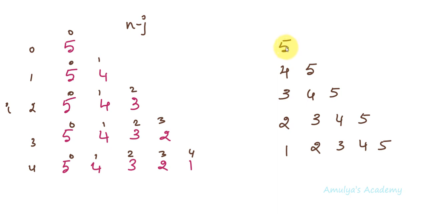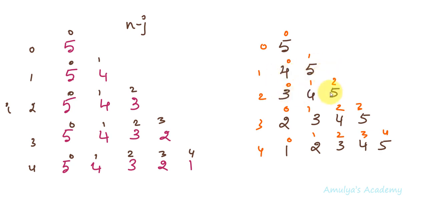Here you can see you need to print 5, 4, 5, 3, 4, 5, 2, 3, 4, 5, 1, 2, 3, 4, 5. This pattern and this pattern is different because here we can see the order of number is different. It is 0, 1, 2, 3, 4. 0th index 0, 1.